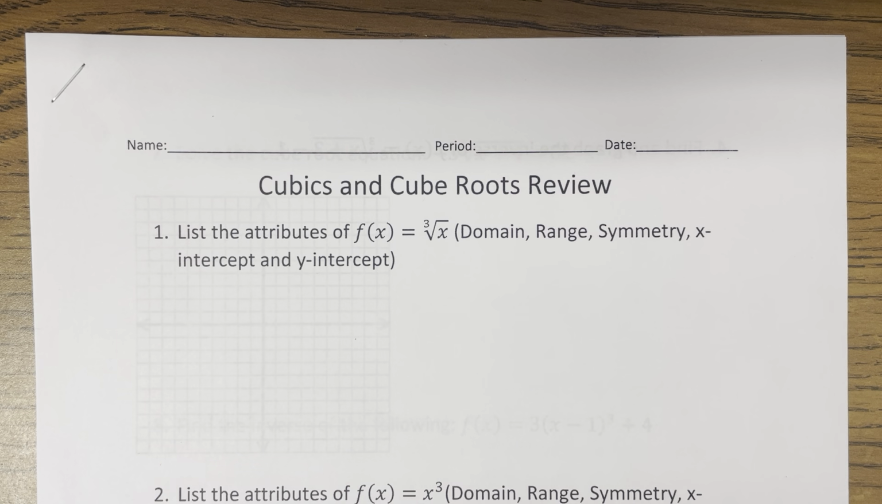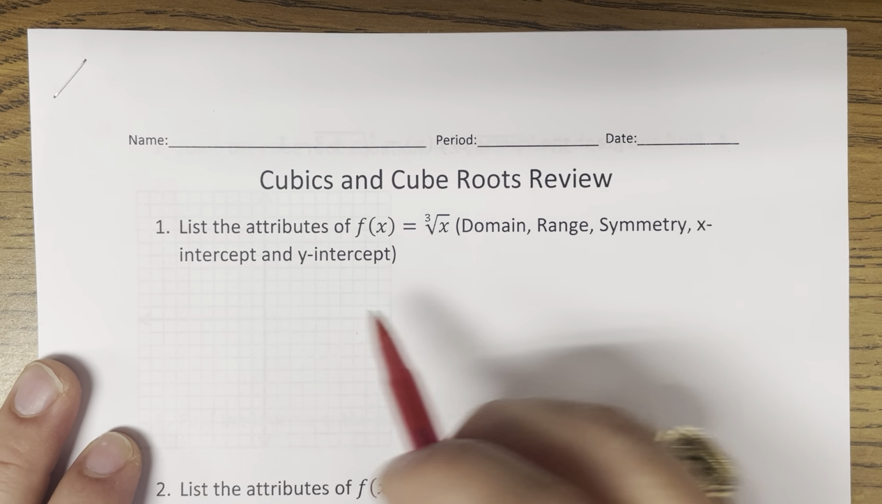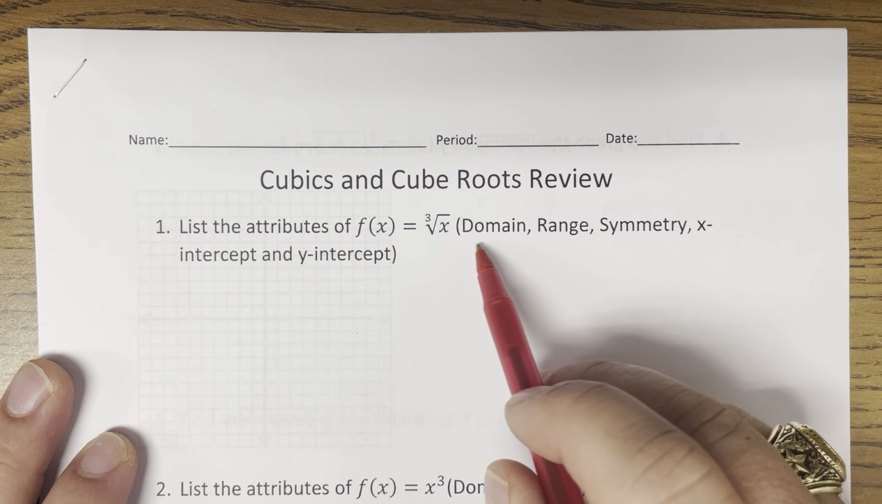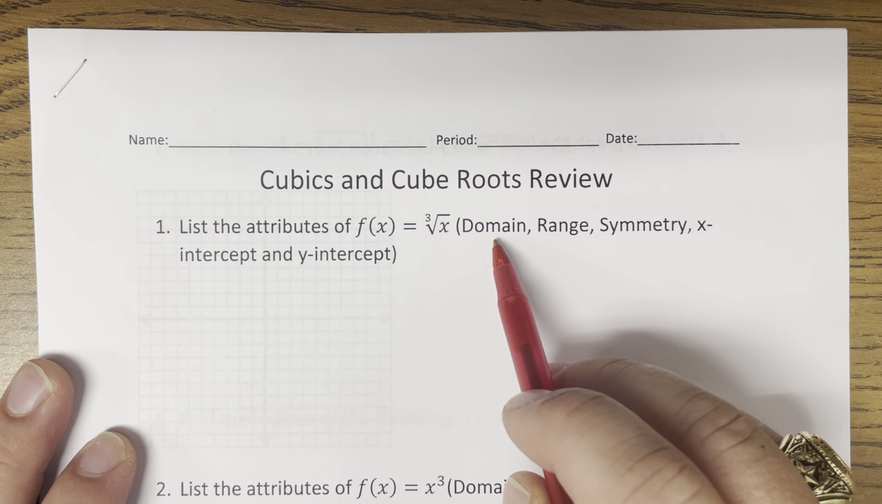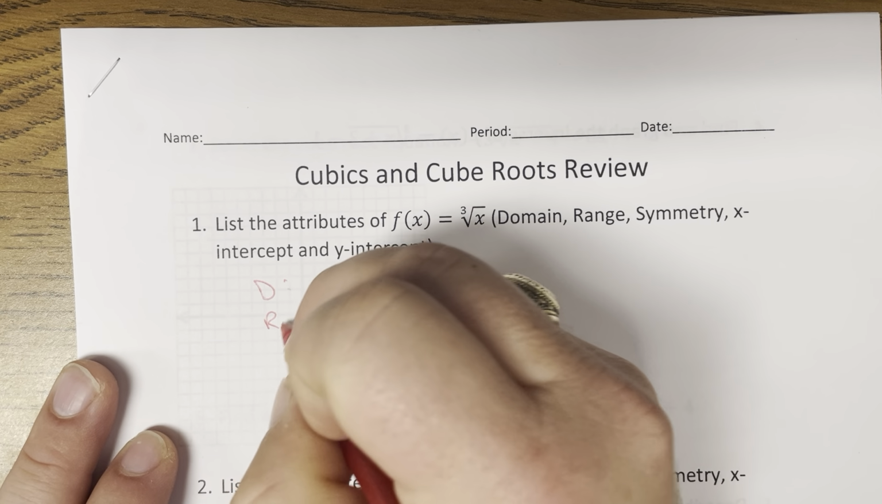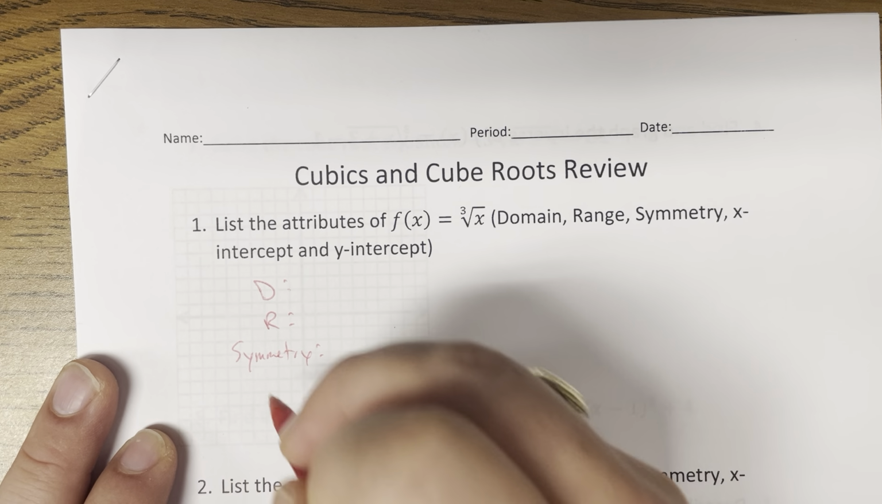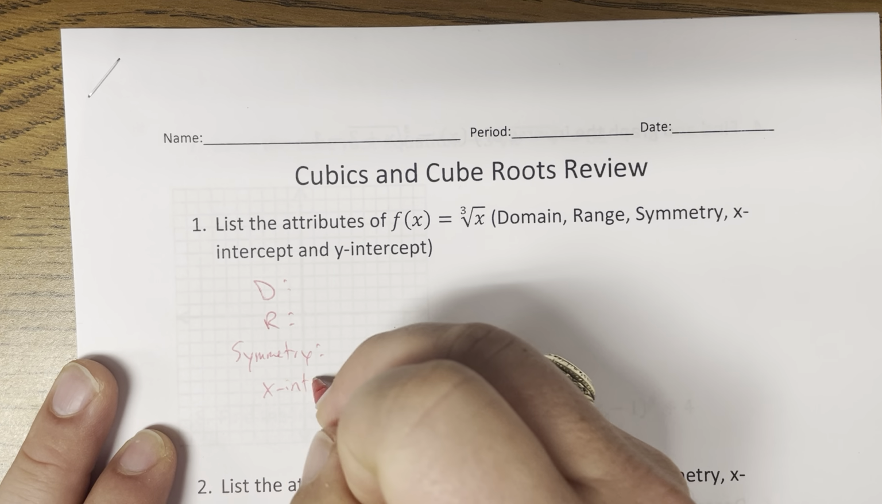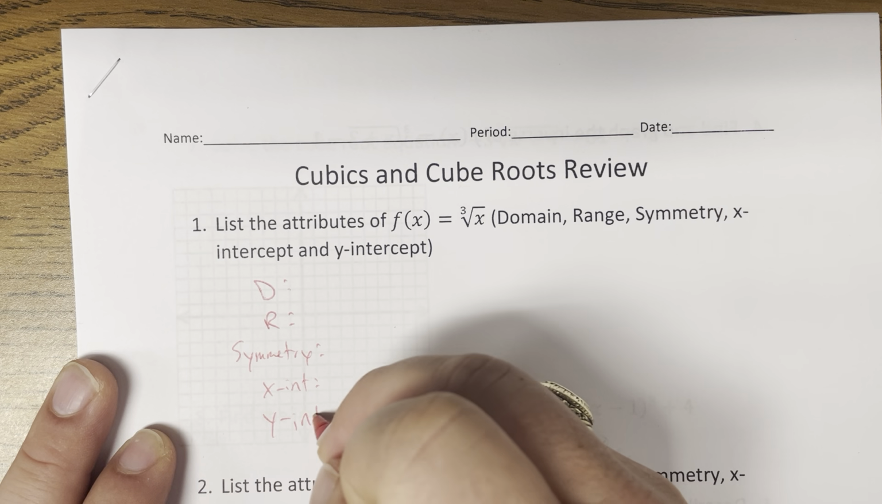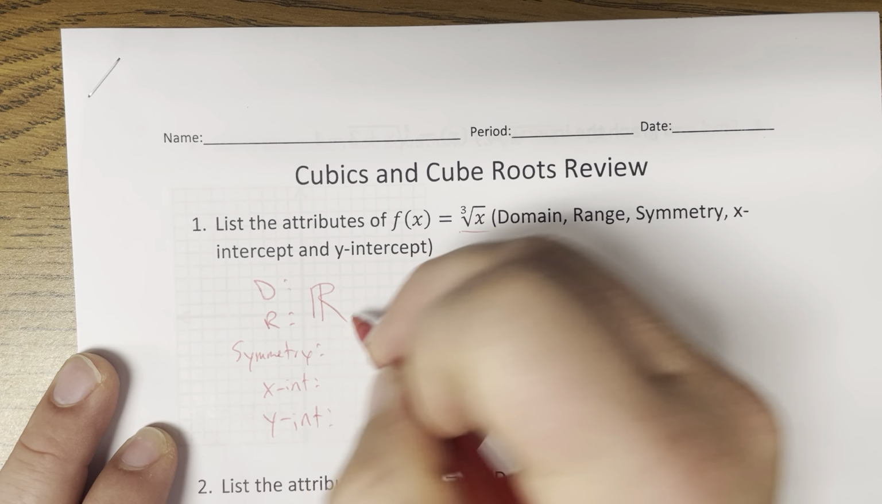All right, it's time to get ready for our Unit 6 test over cubics and cube roots. The first one says list the attributes of the cube root of x: domain, range, symmetry, x-intercept, y-intercept. So we're going to find the domain, the range, the symmetry, the x-intercept, and the y-intercept.